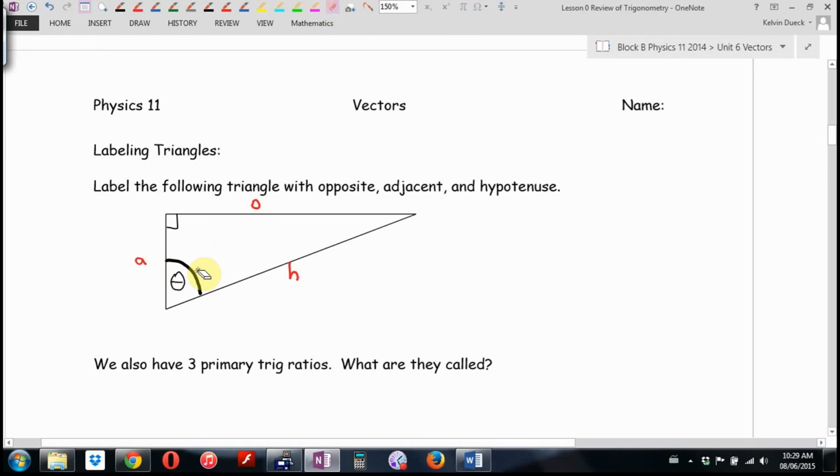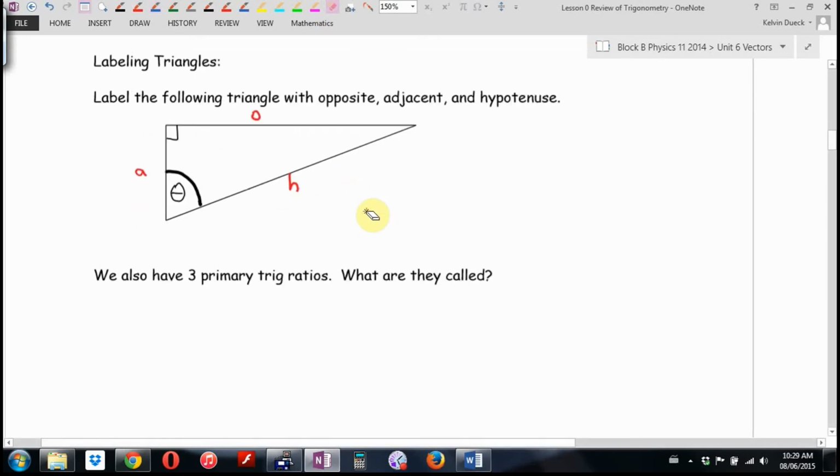Don't write this next bit down, but Oscar, what if instead I was talking about this angle here? What would change? Would the hypotenuse change? Would the opposite change? And the adjacent change? They would swap places. Okay? If I want to show you which angle I'm using, I'll usually just color it in, or I'll put a hash mark. That's the least amount of work for the best bang for your buck.